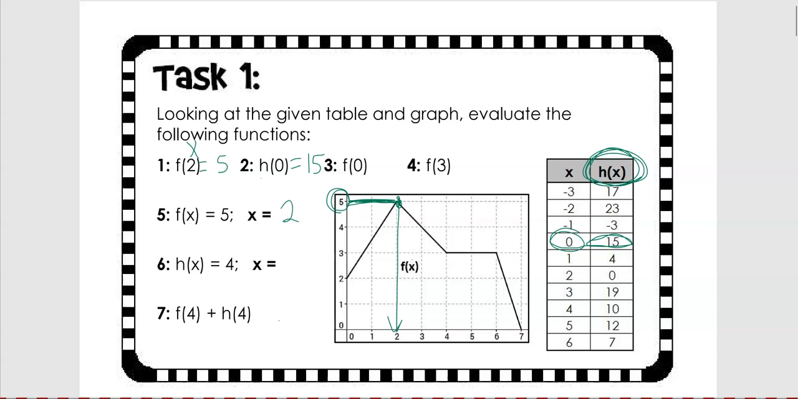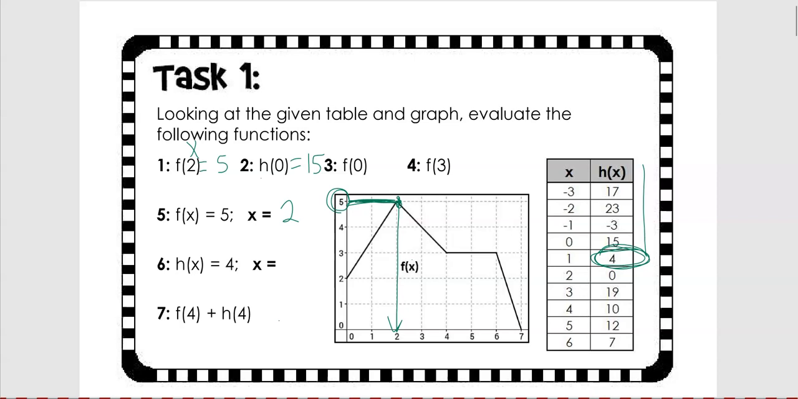So there's not a whole lot of work on these ones because you're actually just interpreting information that you already know. But you do need to show your work. So number 6 says h of x equals 4. So for h of x, go down till you find 4. What is the x value that corresponds with that 4?